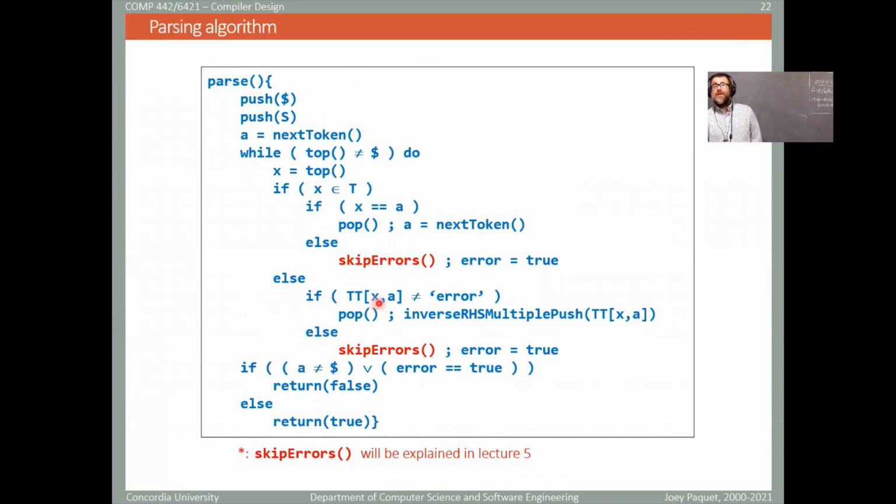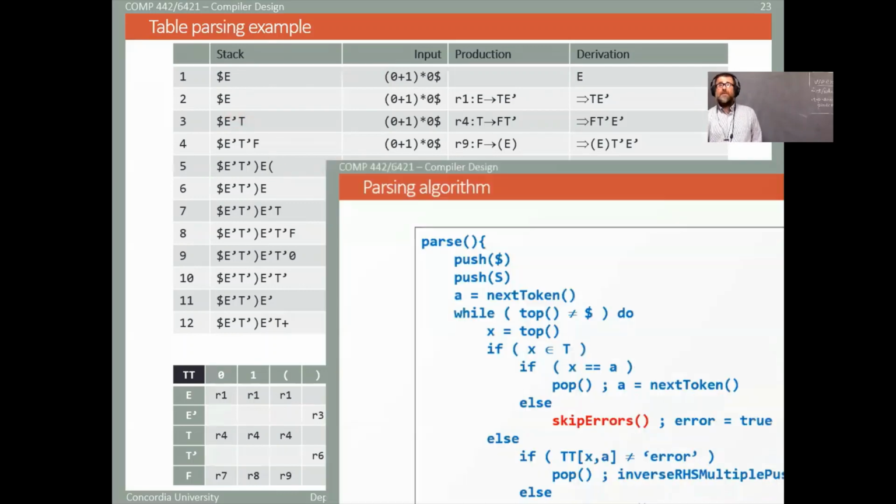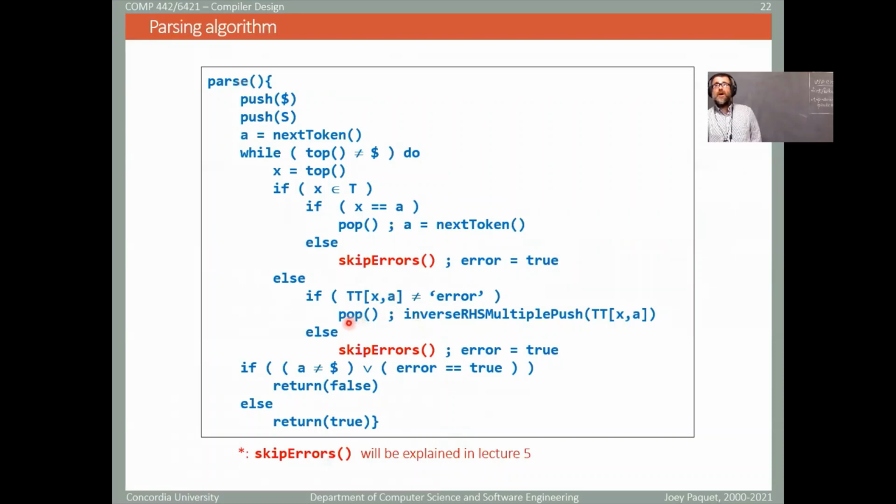So here it prompts me to go to the table at coordinates X, A. So this is X and this is A. E open parenthesis is R1. R1 is transform E into TE prime. If you remember what is happening here, I'm going to pop the E from the top of the stack, and take the right-hand side of this rule and push it in reverse order on my stack.